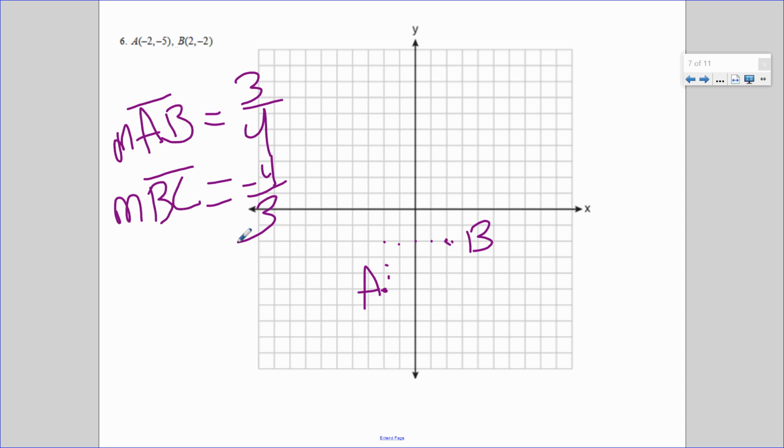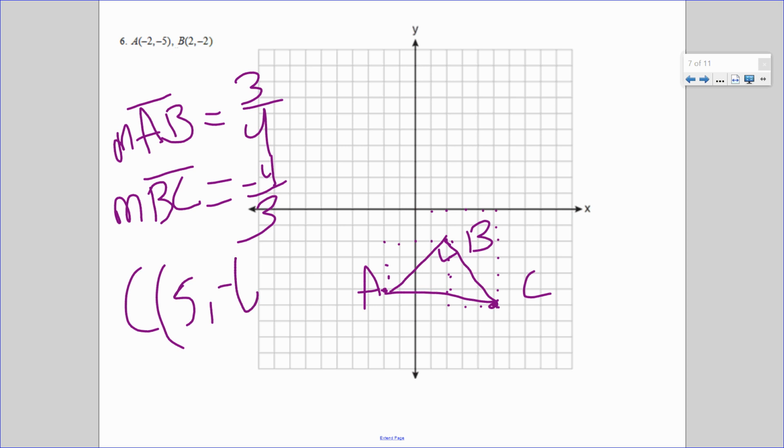You have a choice of how you count that out. Down 4, right 3. I'll put it right there. I can see the right triangle. I can see the right angle. The coordinates of C are 5, negative 6. That's it. The final thing here is rectangle.